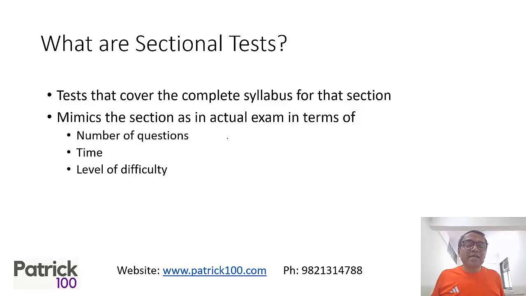Okay, first, what are sectional tests? These are complete-syllabus self-tests for a particular section. There are 3 sections, so each section will have its own section test. A 40-minute test for verbal will be a section test, a 40-minute section for DR will be a section test, and a 40-minute section for QA will be a section test. You can take a full-length test and then break it up into 3 sectional tests. That's also fine. First 40 minutes verbal, take a break, then 40 minutes DR, and so on. The key is that it mimics the section in terms of number of questions, time and level of difficulty. It's as if you're writing the actual paper. That's what a sectional test is.